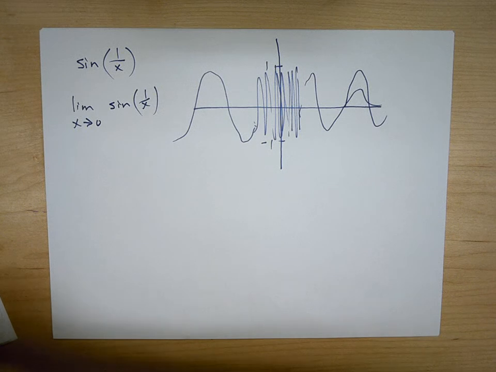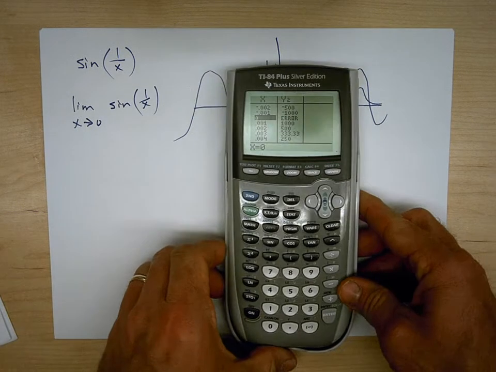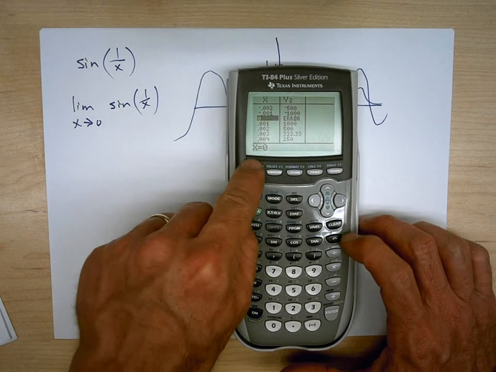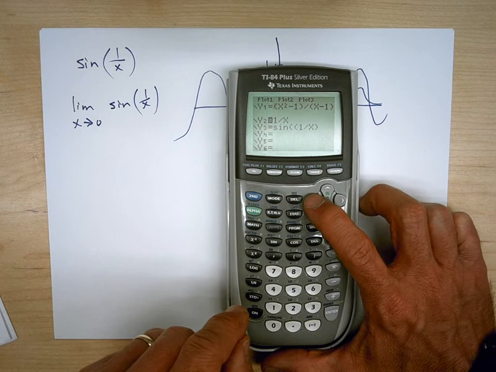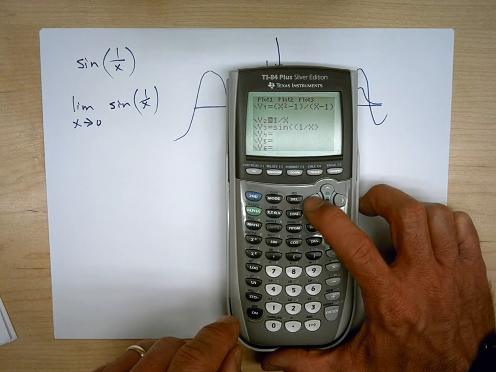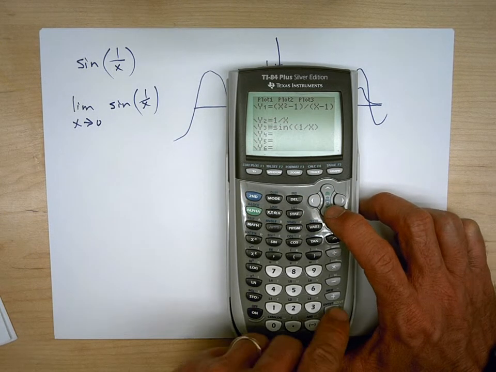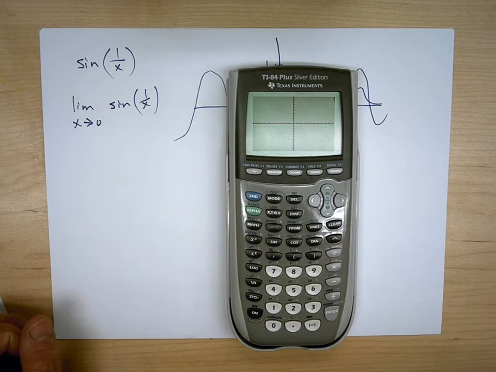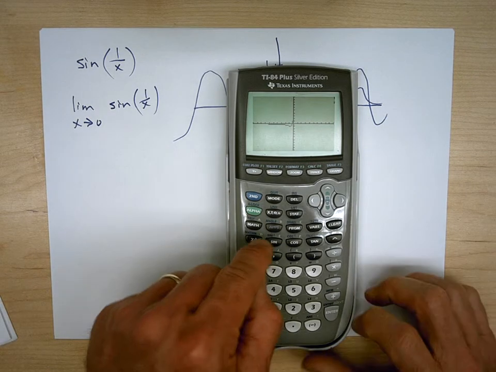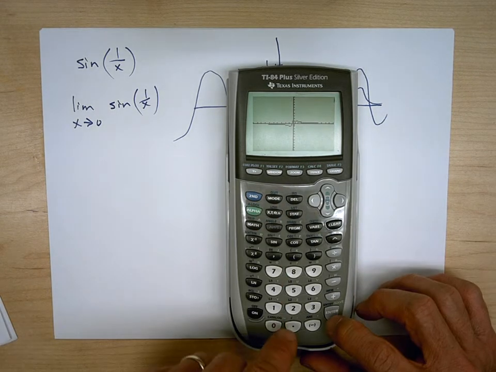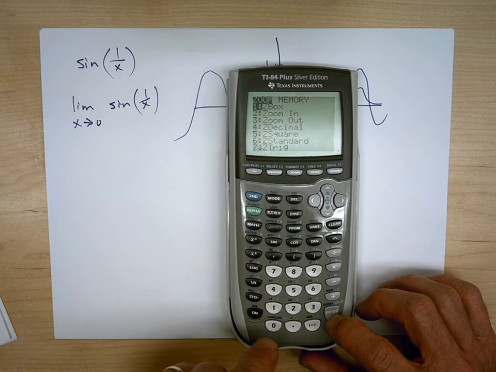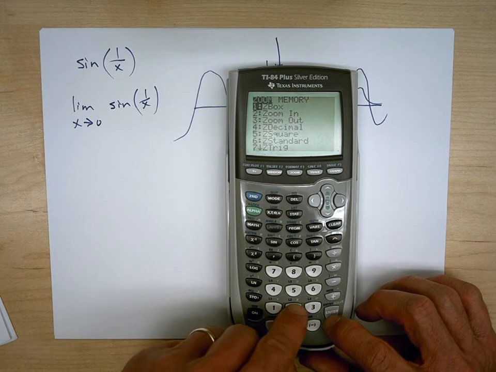Let's look at what's happening numerically, looking at the calculator here. So let's go back. I want to not see that one. I want to see this one. Let's graph it first. All right. Let's zoom in just once to see this a little bit better. All right.